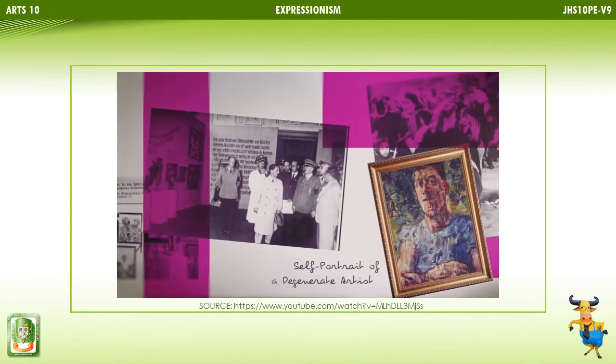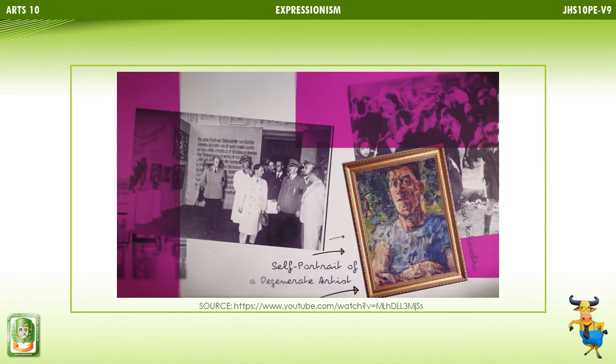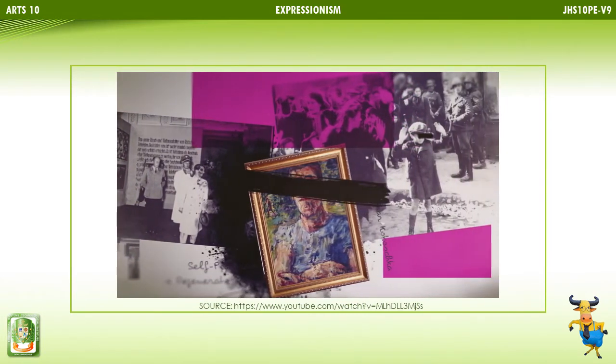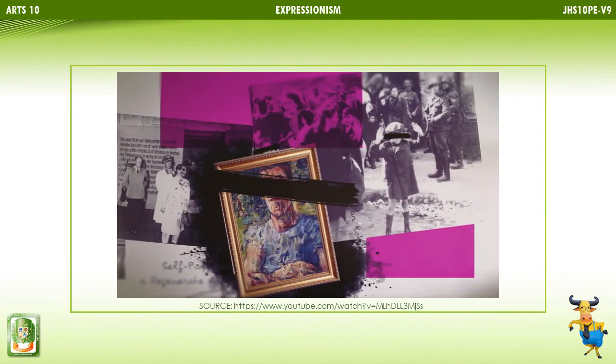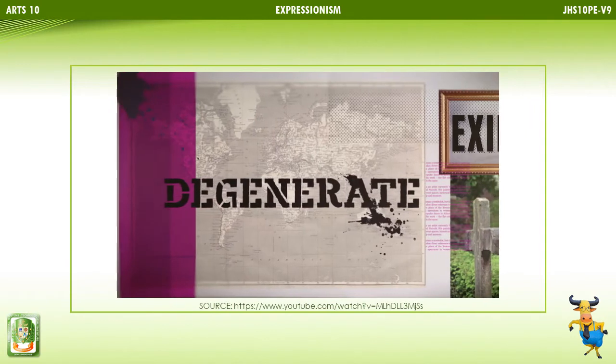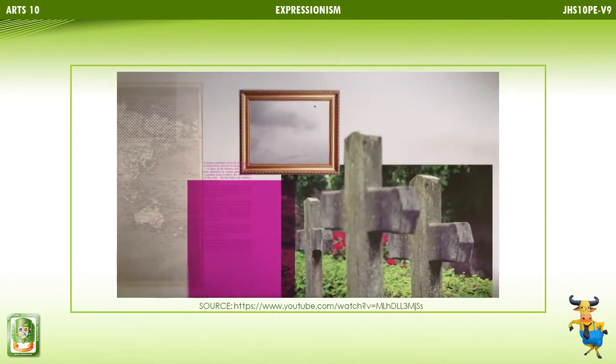The Nazis labelled modern art degenerate art. Expressionist and other avant-garde art, like New Objectivity, was censored for not upholding what they saw as German values. Once classified as degenerate, many artists went into exile abroad. Kirchner killed himself.